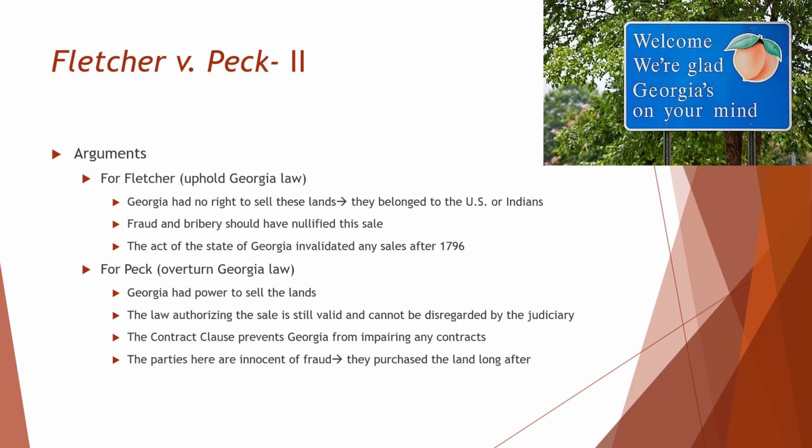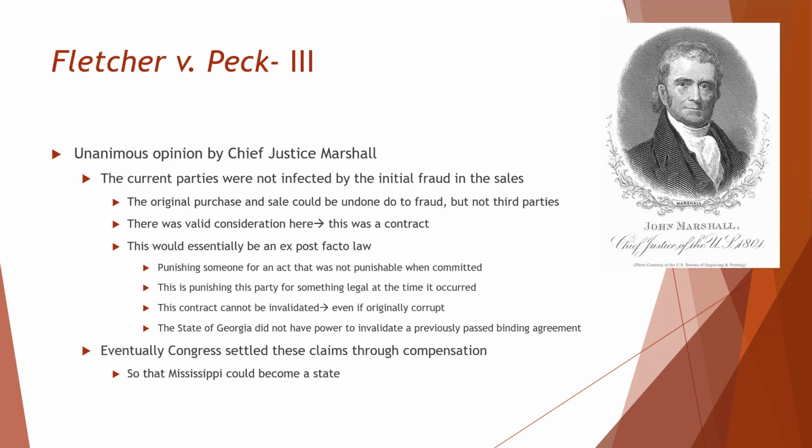So he said also, the parties here were innocent of fraud. So, they purchased the land. They could not be affected by the fraud itself. Just a lot of people were involved here in buying some of this land, and not just people down the South. John Quincy Adams, Joseph Story. A number of people. So there was a lot of potential gain for some people.